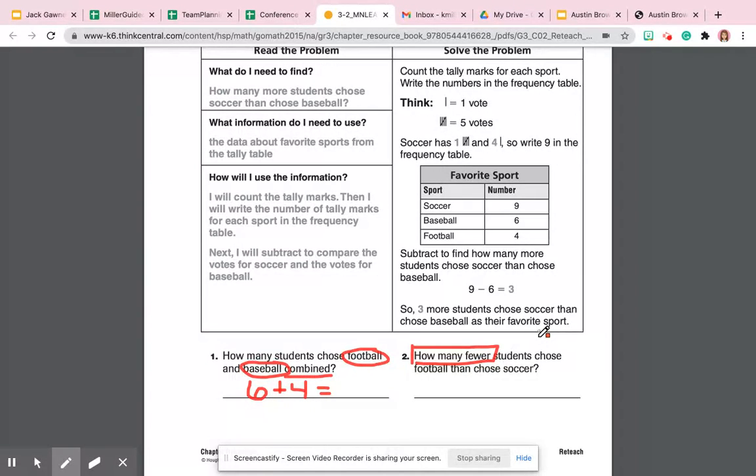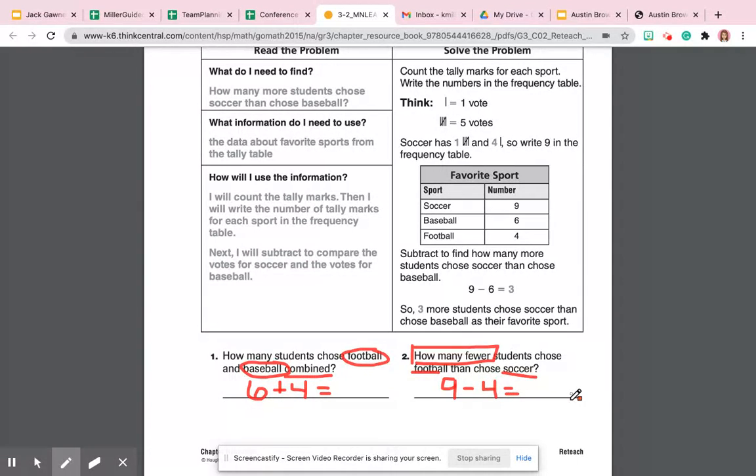And I'm going to take the bigger number first, because remember, when we're doing subtraction we always start with the bigger number. So I'm going to take the number for soccer because it's bigger, and I'm going to subtract the number of people for football because we're doing football and soccer. So the number of soccer players minus the number of football players tells me what answer.